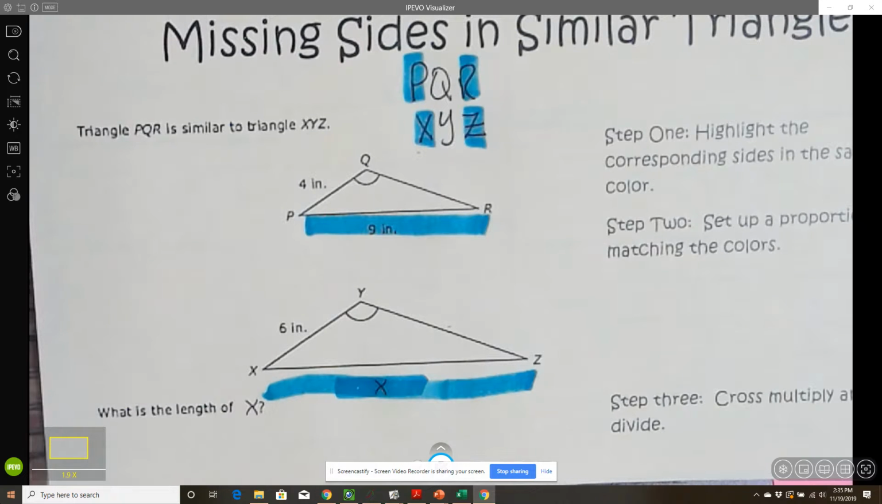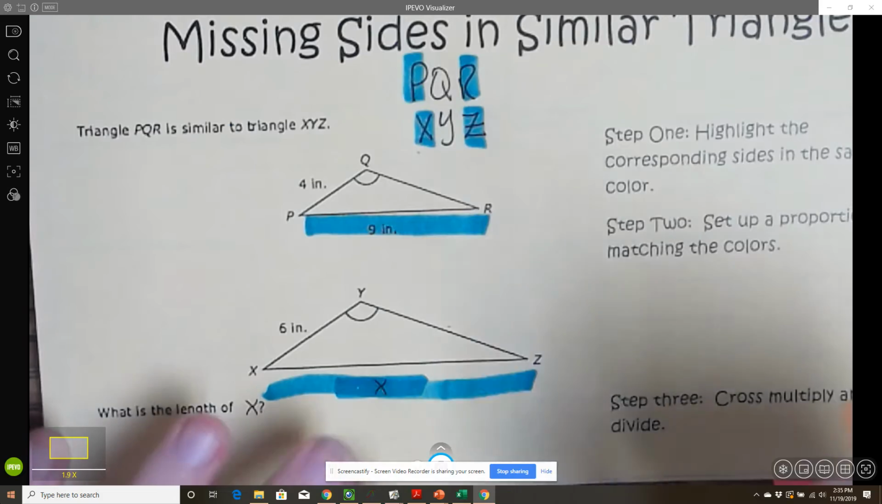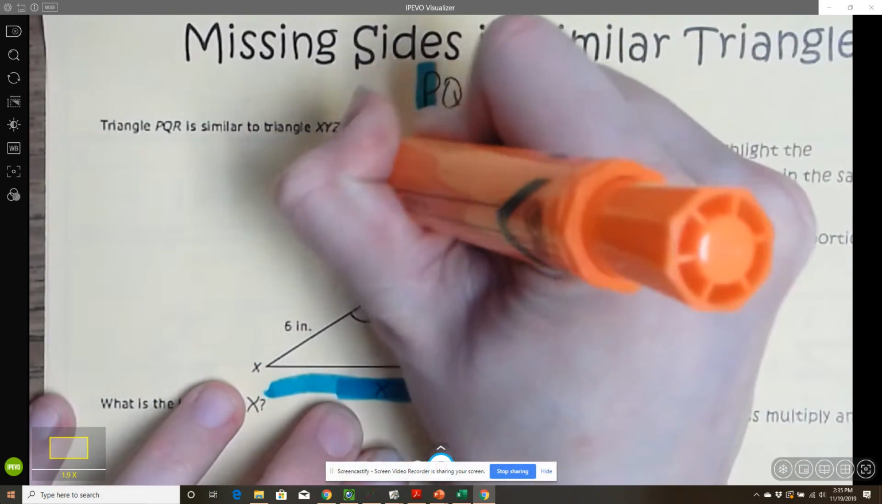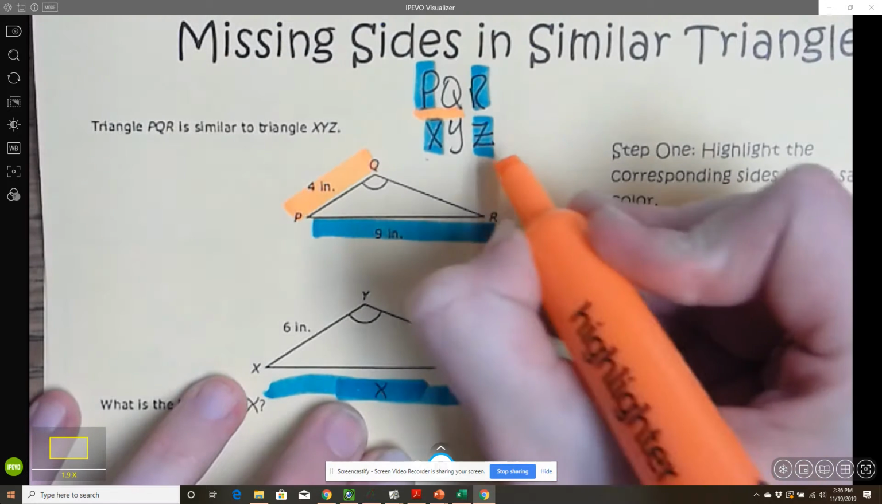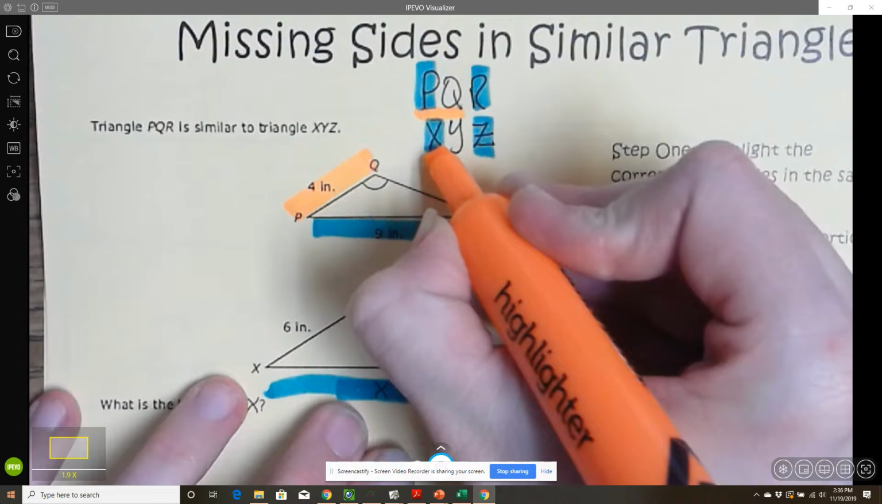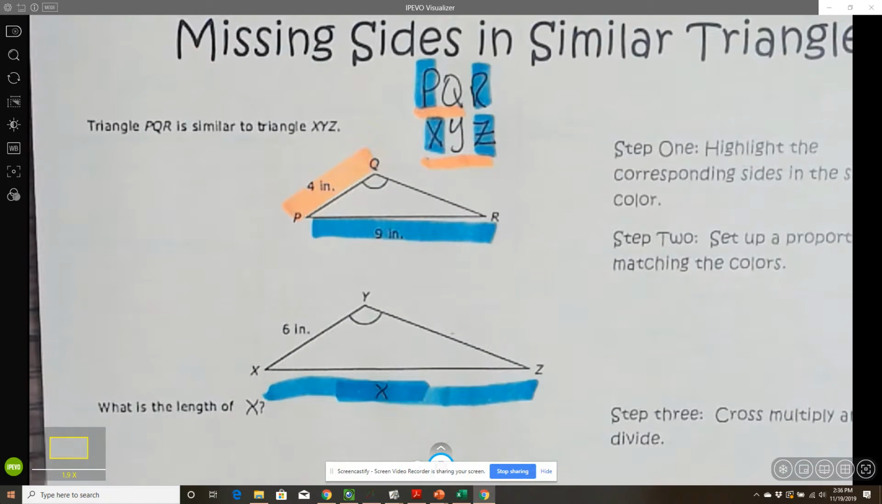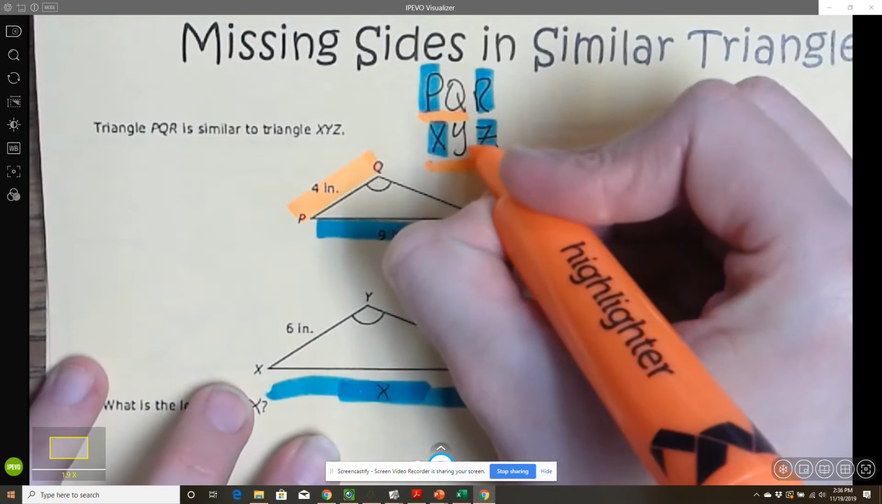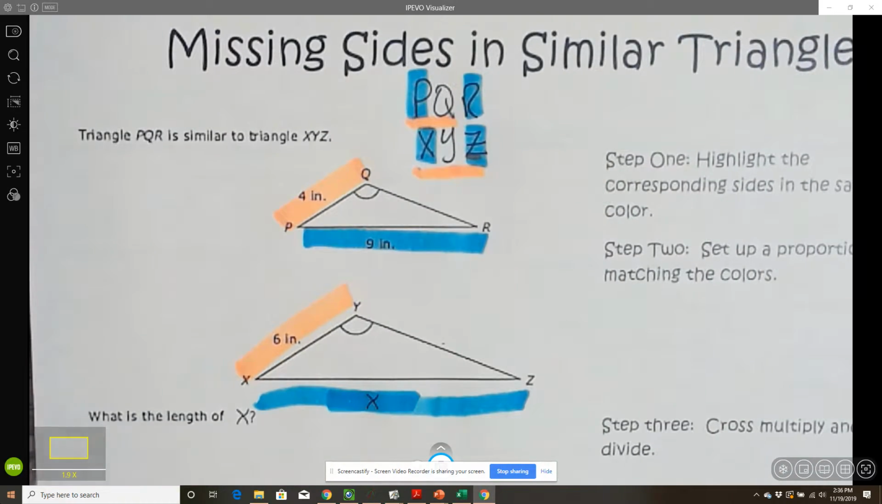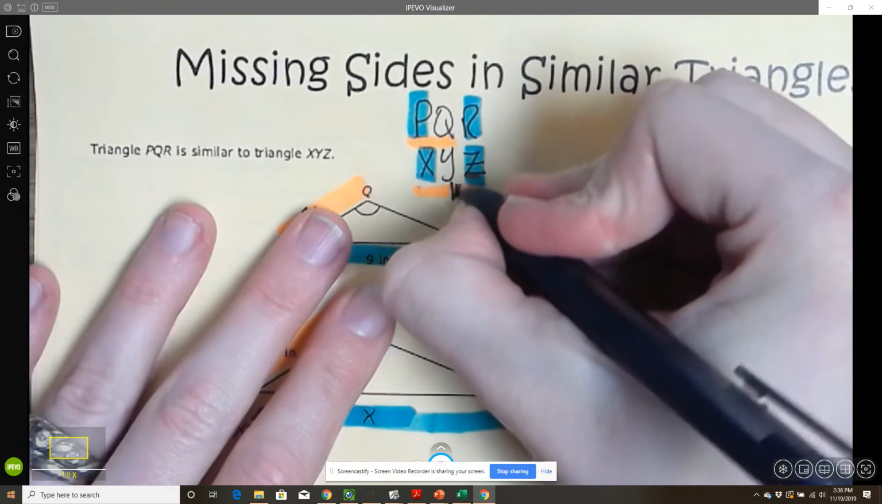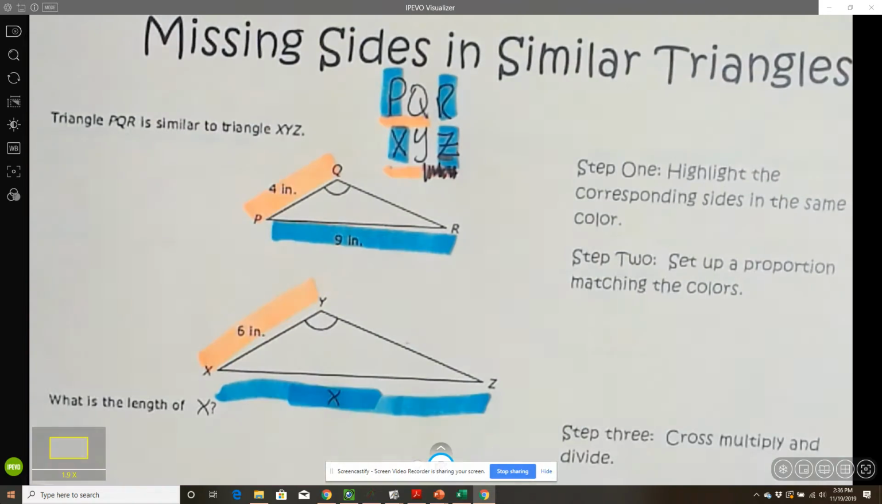We need one other set of data to use. So we're going to use side PQ. If you notice, P and Q are the first two letters. So X and Y would be the matching side on the bigger triangle. Oops, sorry, that highlighted all the way. It should have been just X and Y that got highlighted. So let me mark that out here. We don't need all that extra.